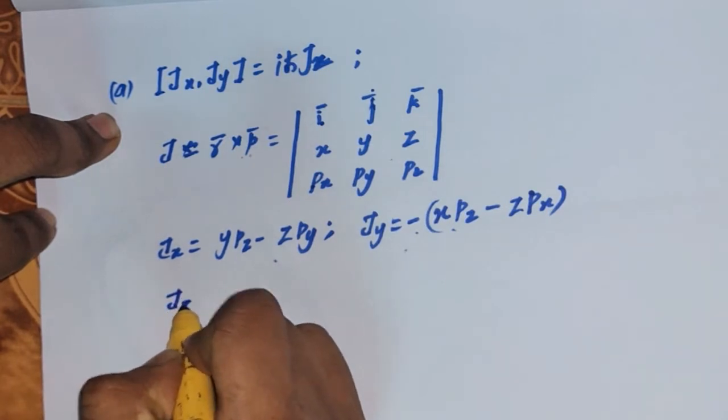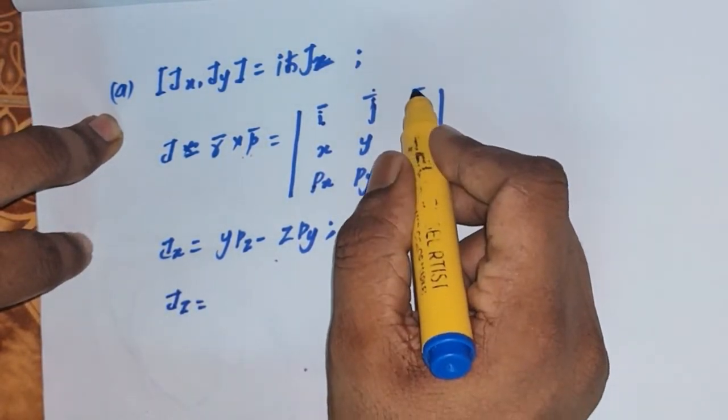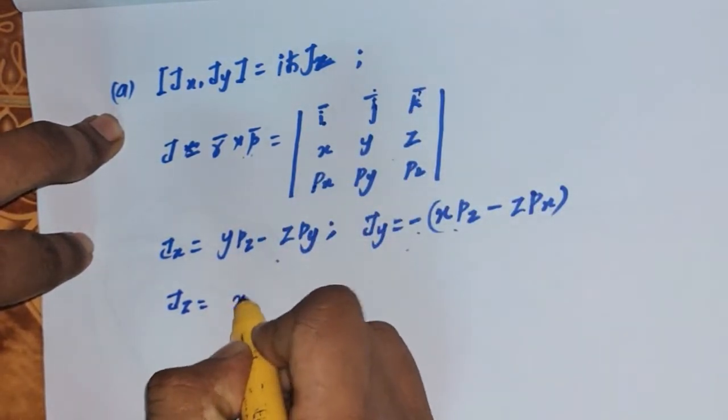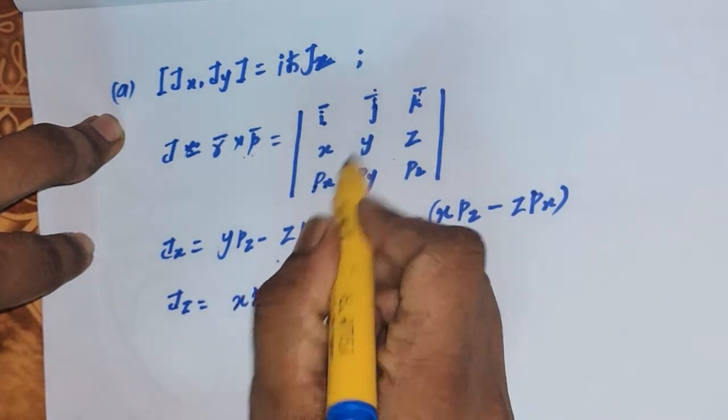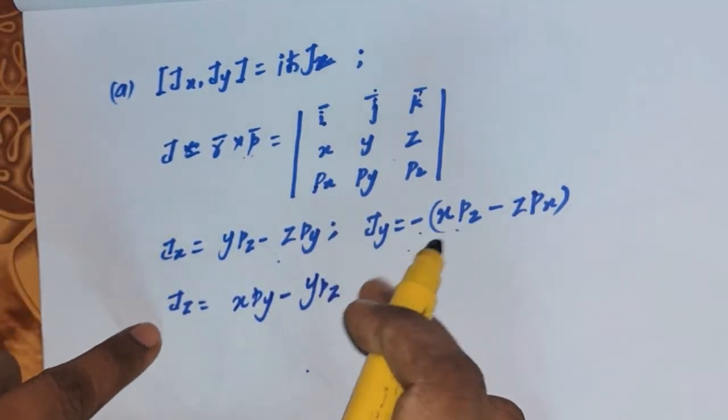For Jz, you have to leave this column and this row, and it will give x py minus y px. So these are the three components of angular momentum.